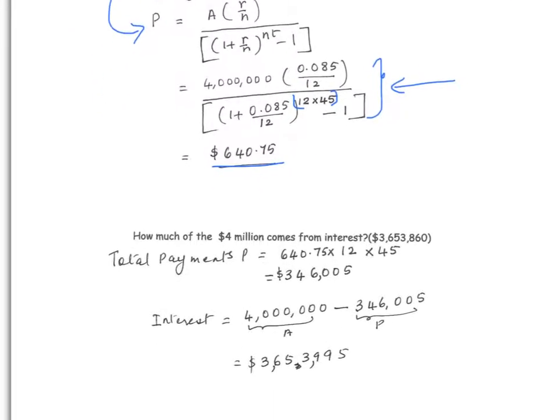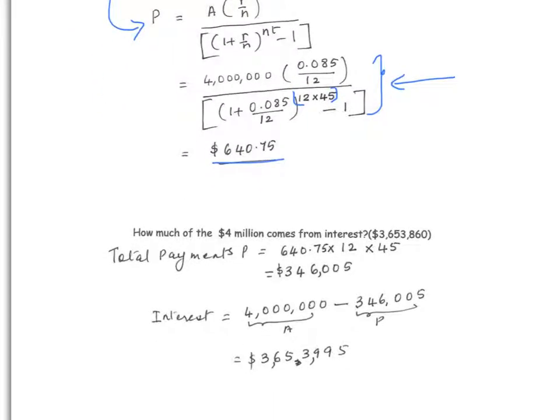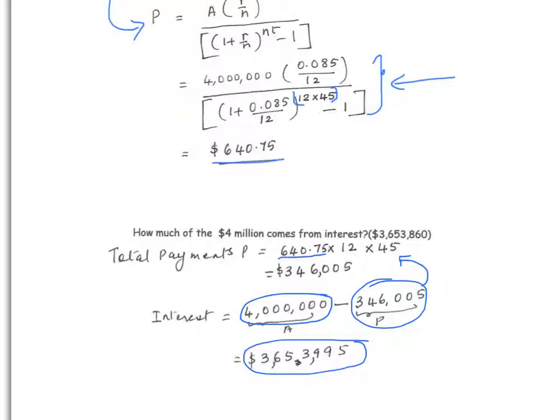Once again, we're asked to figure out how much of the accumulated amount of $4 million is interest. The accumulated amount is what we put into the account plus the interest that gets added. So if we subtract the total amount in payments, we get the total amount that we earn in interest. How do we figure out the total amount that we've put into the account in the form of payments? A monthly payment of $640.75.